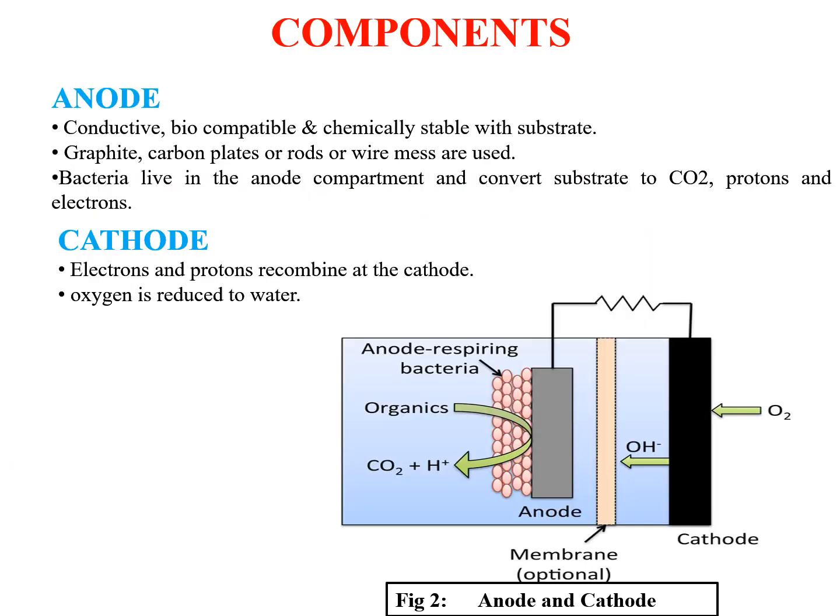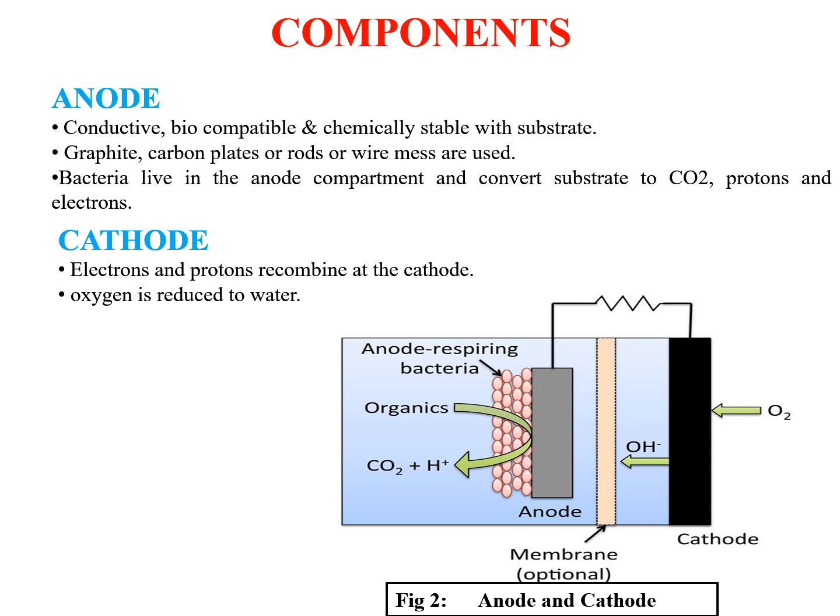Now we will discuss the components of MFCs. The first one is anode. Anode is conductive in nature. It is biocompatible and chemically stable with substrate. Anode can be made up of graphite and can be in the form of plates or rods. Bacteria live in the anode compartment and convert substrate to carbon dioxide, protons and electrons.